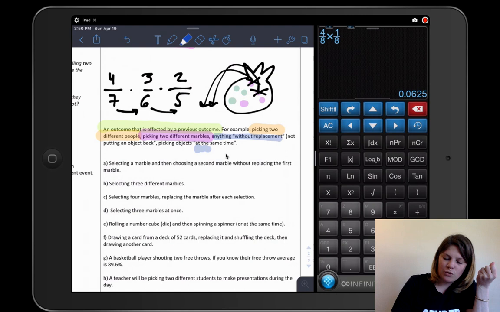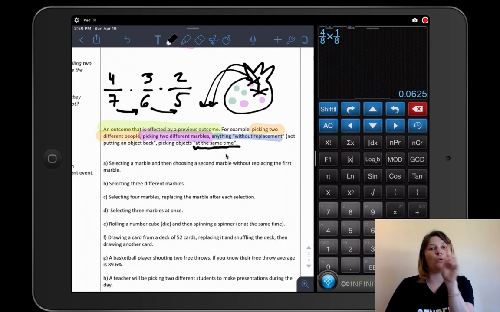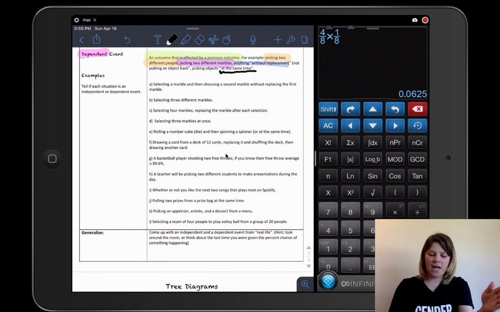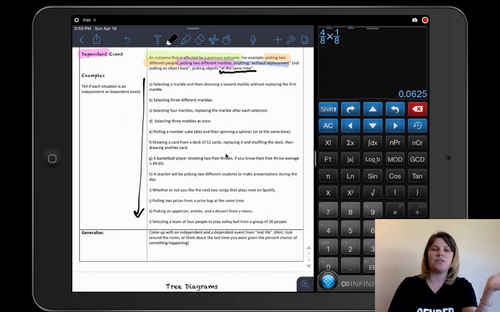And this can be confusing because we think of something that happens at the same time as being one event. But since you have to pick 2 objects or 3 objects or 4 objects, that means there's 4 events. 4 things are happening, even though it says at the same time. A little confusing, right? Okay, so here we have a ton of scenarios.